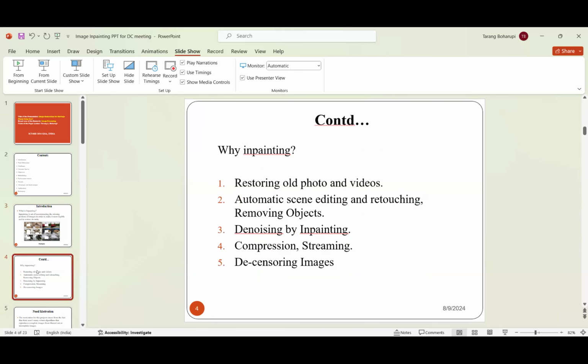Can you make it full screen, please? Wait a minute. It is full screen. Okay, wait a minute. Sorry.